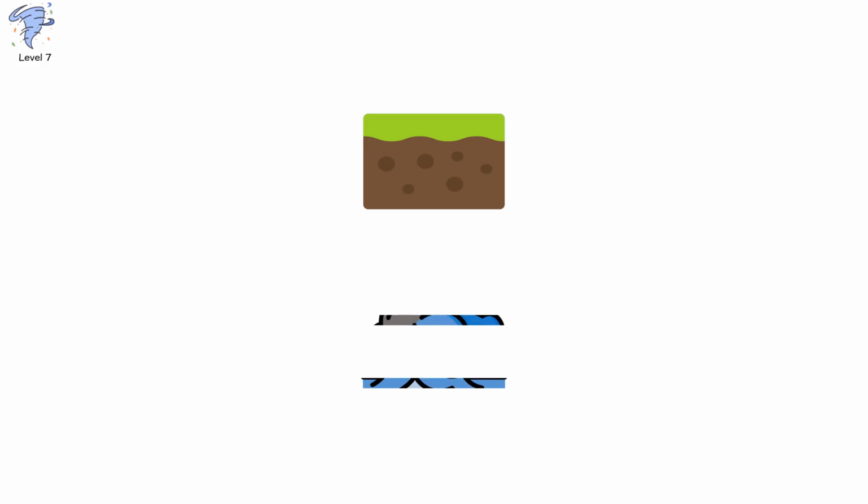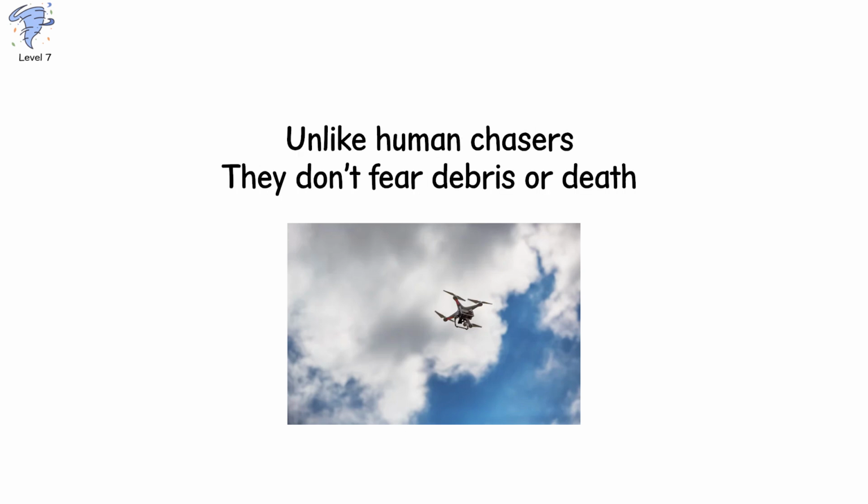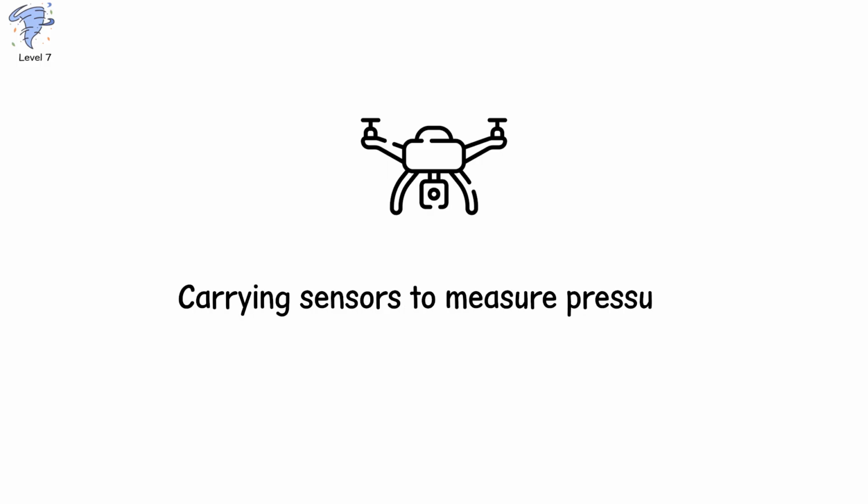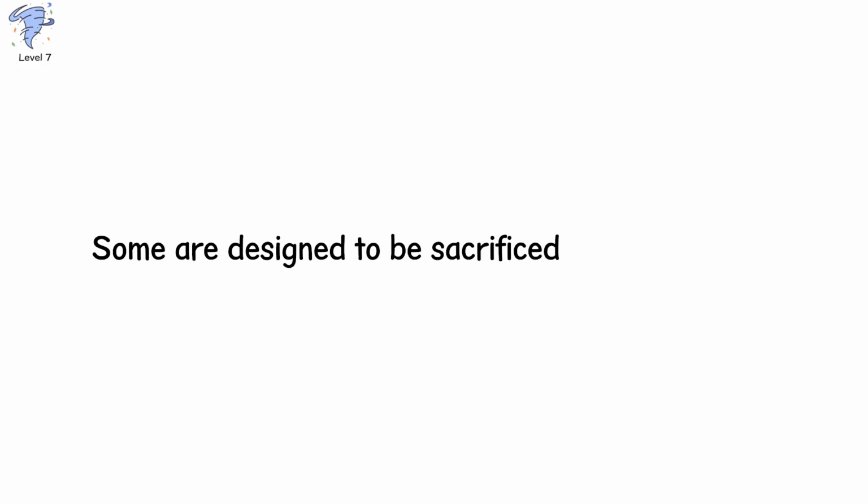Level 7. What if we didn't just watch from the ground? What if we flew into the storm? Today, researchers are beginning to test drones as storm scouts. Unlike human chasers, they don't fear debris or death. They can fly directly into supercells, carrying sensors to measure pressure, wind shear, and humidity. Some are designed to be sacrificed, dropped into a tornado's path like offerings, recording data until they're shredded.